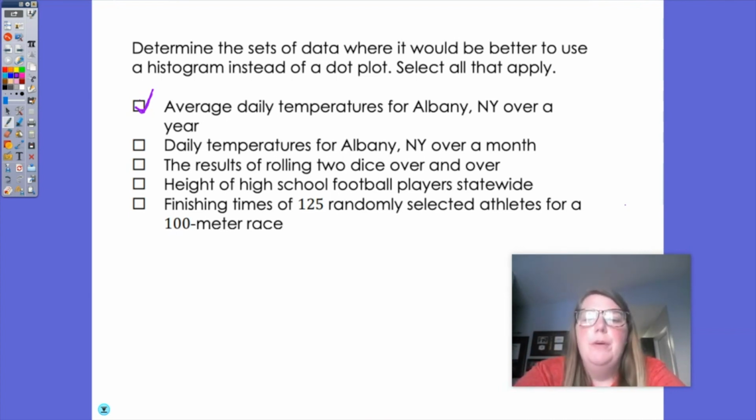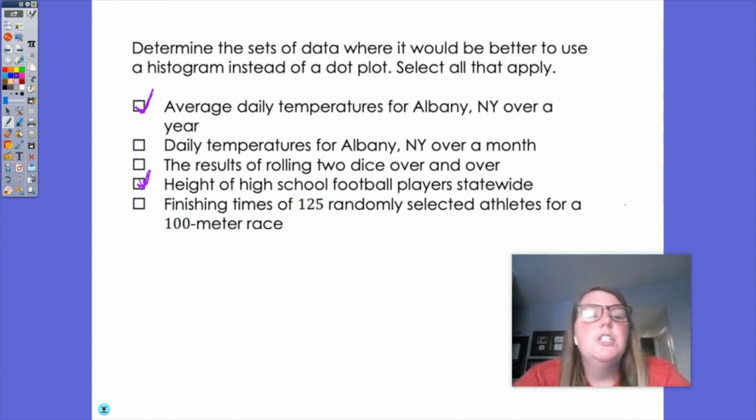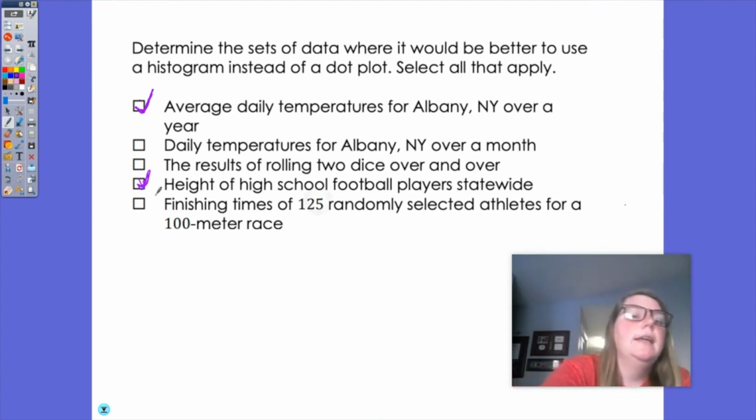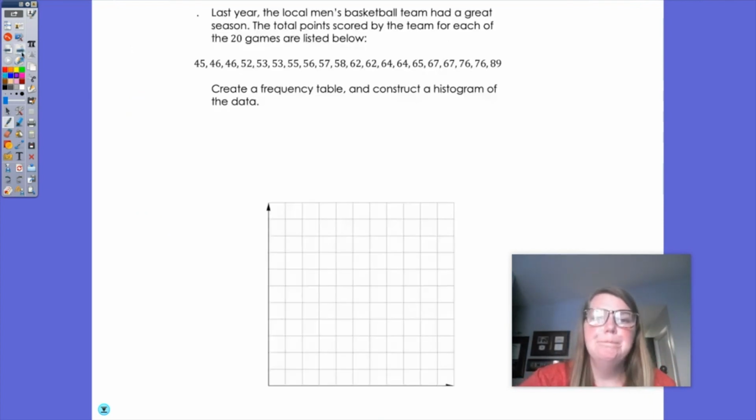Height of a high school football player statewide. That's a lot of football players, so I'm going to say histogram there. Finishing times of 125 randomly selected athletes for a race. Again, I would probably say histogram because that's a lot of data to have to include in a dot plot.